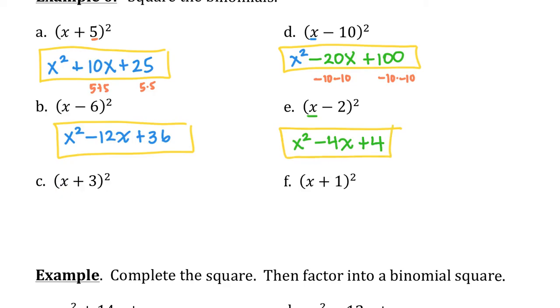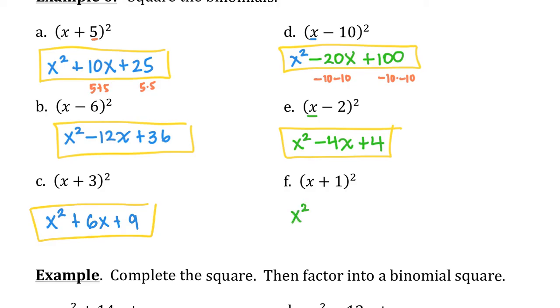x plus 3 to the second. Let's start with x to the second. Since it's a plus 3, if I do 3x plus 3x, I get 6x. And if I do 3 times 3, I get 9. So one last one, x plus 1 squared.